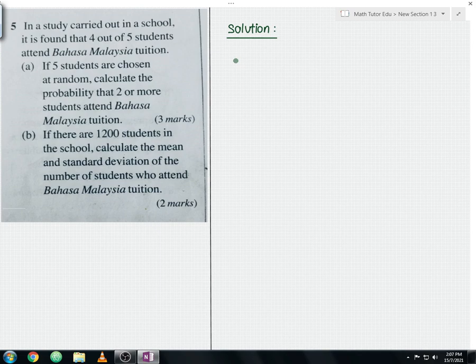Now I'll be discussing Form 5 Additional Mathematics Chapter 5 Probability Distributions Long Question Example 2.